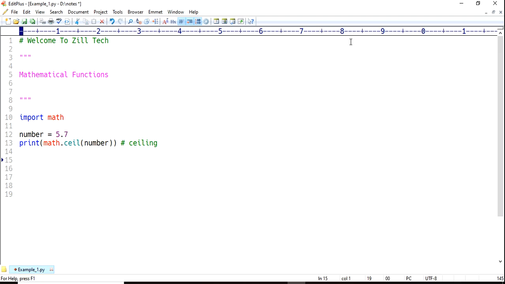In the same way we have floor. Floor is nothing but flooring, or down. It is about the lower nearest one. For 5.7, the lower nearest does not go to 6, it goes to 5 only.